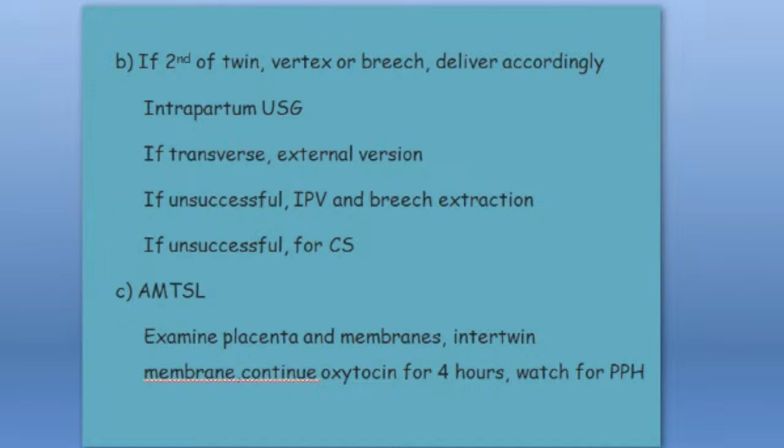Now, this is usually done in a double setup. That is, you keep everything ready for cesarean section. If the IPV fails, you immediately proceed with the cesarean section. So that is how the management protocol goes for the second of twin. Now, all these points should be elaborated a little more in detail, because it carries 5 marks.